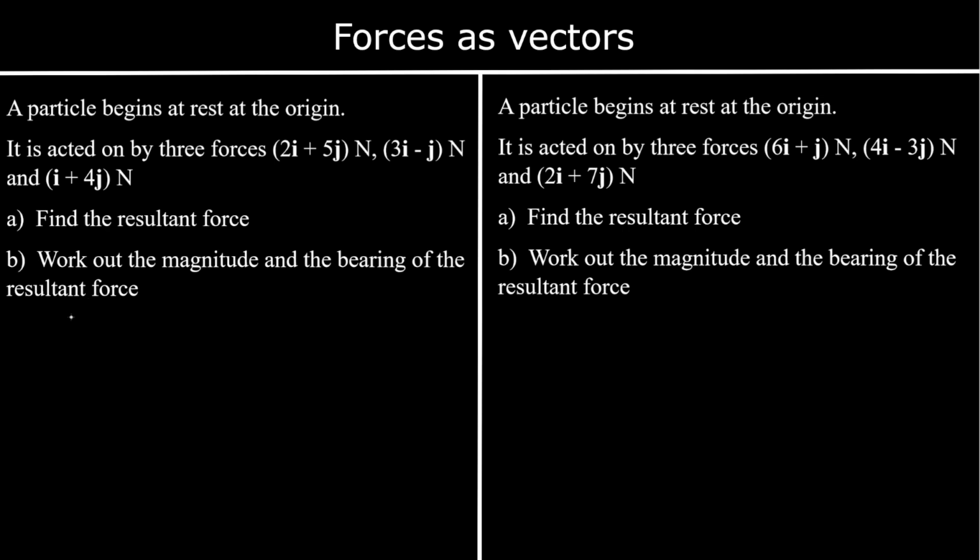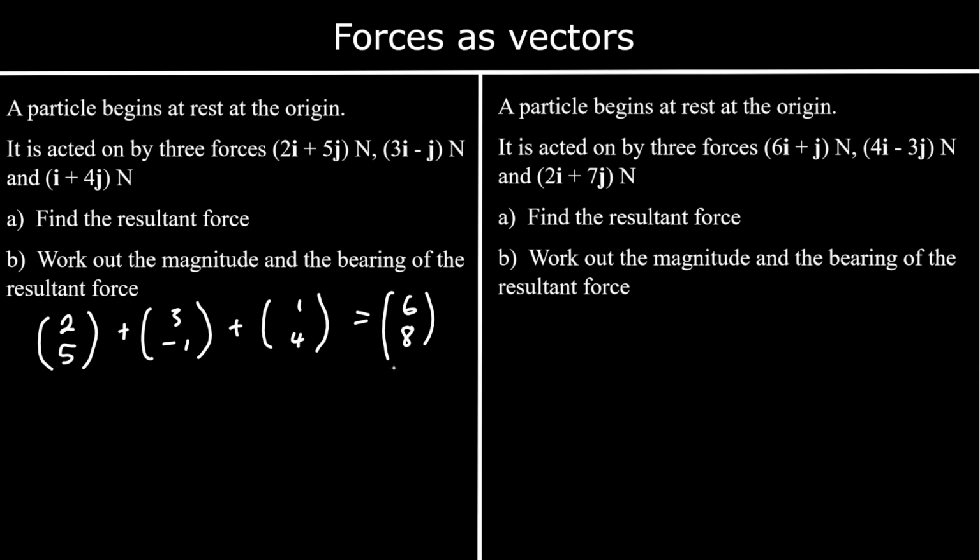What is it? So I've got 2, 5. I've got 3, minus 1. And I've got 1, 4. So I'm just going to add up the i's. 2 plus 3 plus 1, that's 6. And the j's, 5 minus 1 plus 4 is 8. So the resultant force is 6i plus 8j newtons.